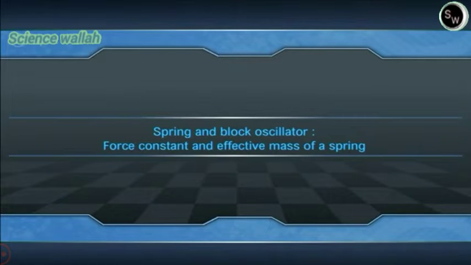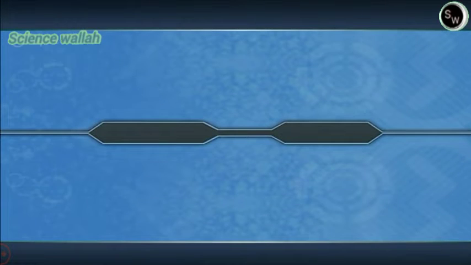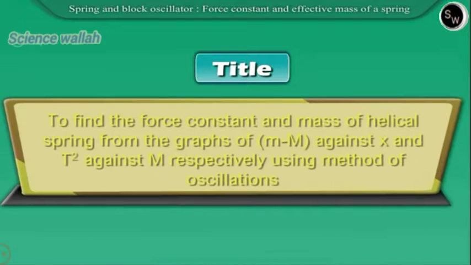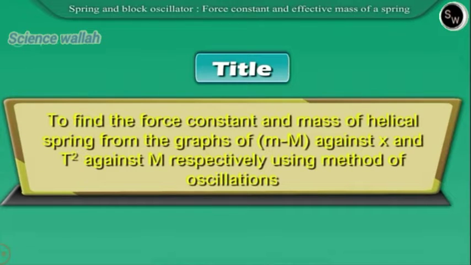Spring and block oscillator. Force constant and effective mass of a spring. Title: To find the force constant and mass of a helical spring from the graphs of small m minus capital M against x and T squared against capital M respectively, using the method of oscillations.